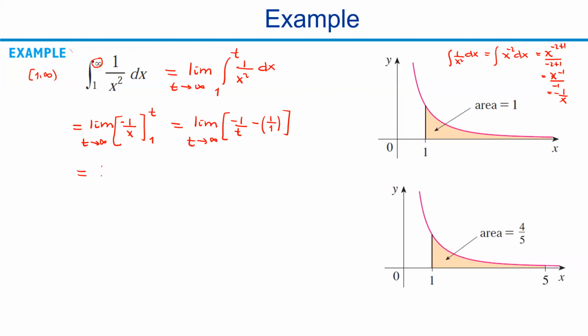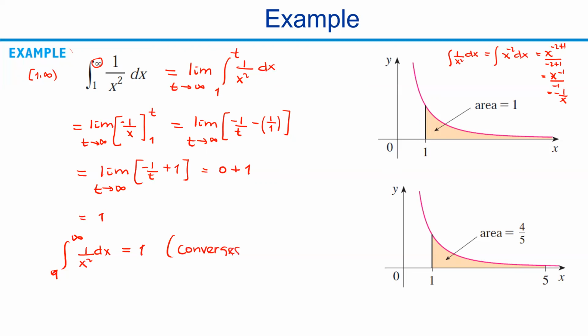And this is the same as the limit of minus 1 over t plus 1. True. But as t goes to infinity, what will be minus 1 over t? That will be 0, yeah? So this is 0 plus 1. This is 1, which means we can say that the improper integration from 1 up to infinity of 1 over x squared dx is equal to 1, which means it is convergent. It converges to 1 because the limit exists, yeah?